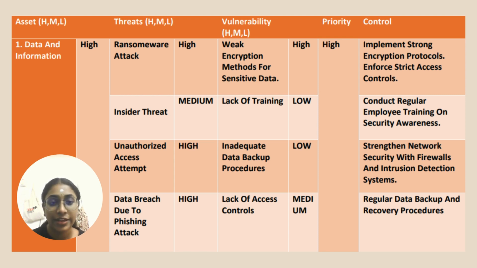So we have four controls. First is implement strong encryption protocols and enforce strict access control. Next is conduct regular employee training on security awareness. Third, strengthen the network security with a firewall and intrusion detection system. And fourth will be regular data backup and recovery procedure.